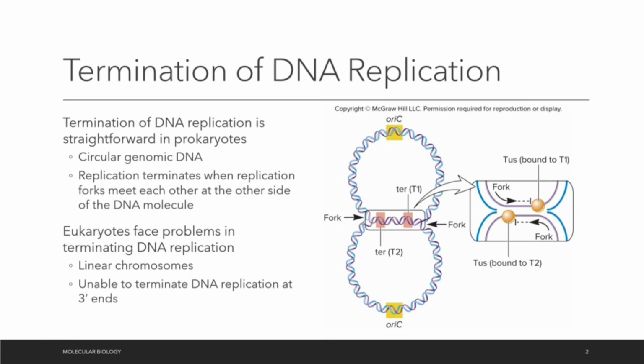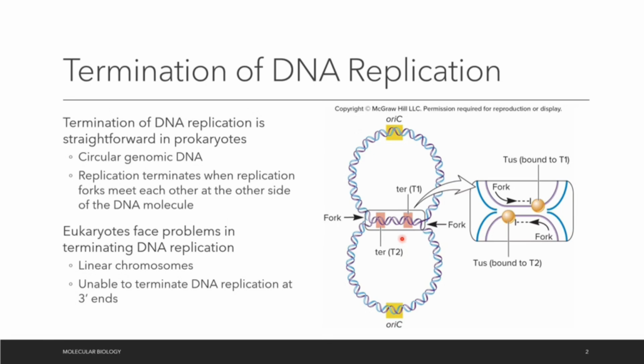The termination of DNA replication is quite straightforward in prokaryotic cells because their genomic DNA is circular. So when DNA replication starts at the origin of replication, you have one replication bubble that forms with two replication forks going to the left and going to the right. DNA replication will automatically terminate when these two replication forks meet at the other side of the DNA molecule. So this termination process is quite straightforward.